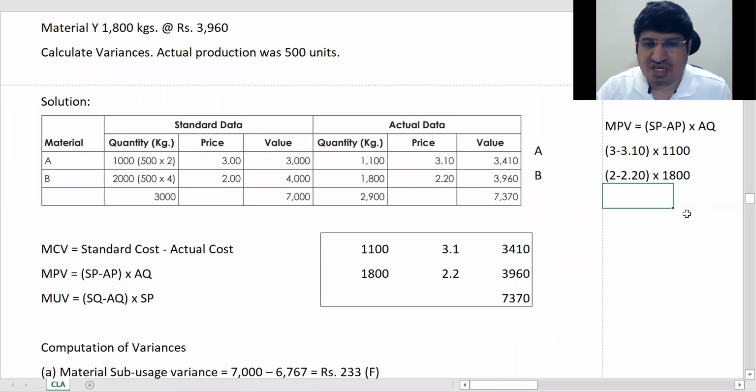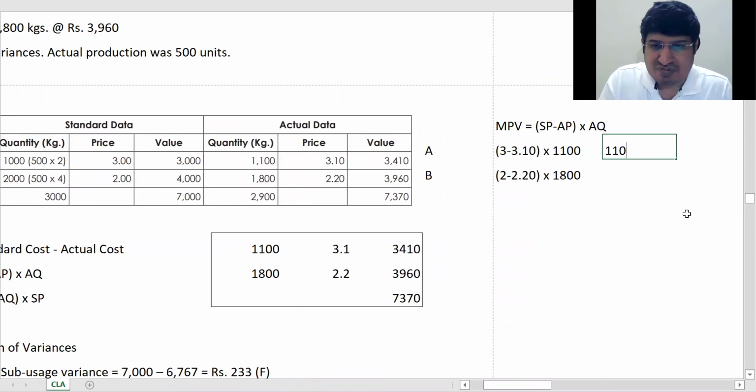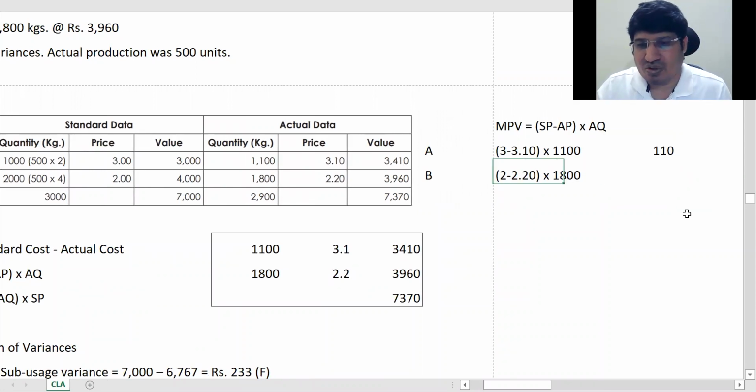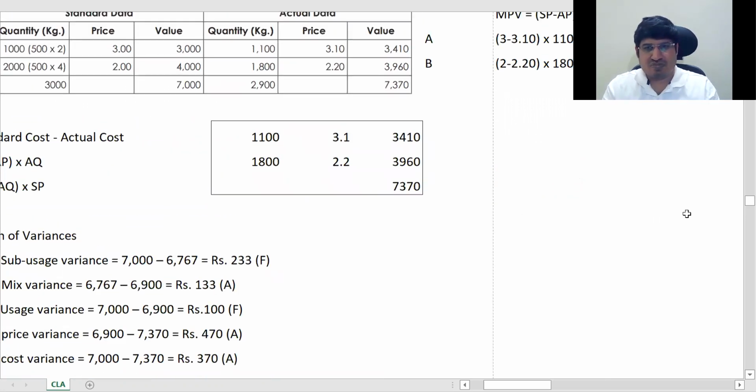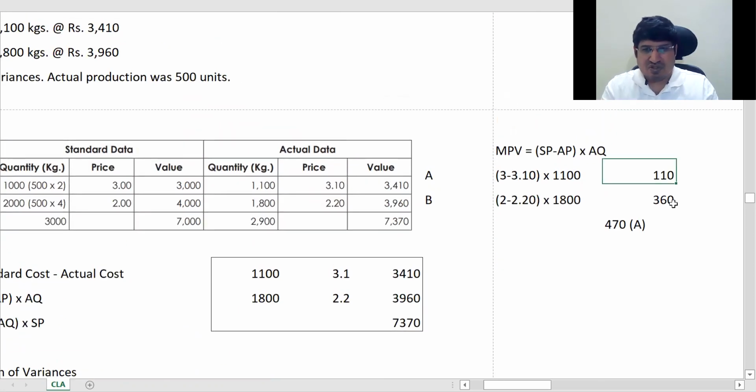ओके, so 3 minus 3.10 कितना है? अभी ये तो दोनों भी माइनस में आएंगे, करेक्ट? बोथ आंसर्स विल बी इन माइनस. ओके, सो इसका 0.1 into 1100, दिस विल बी 110. ठीक है, ये कितना रहेगा? 0.2 into 1800, ये 360. दोनों भी माइनस में आएंगे. ओके, दिस विल बी 470 एडवर्स, ठीक है, बिकॉज बोथ आर माइनस.